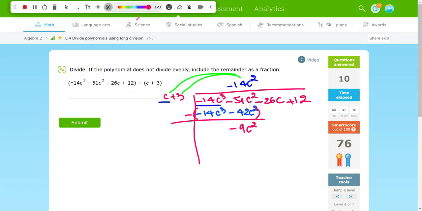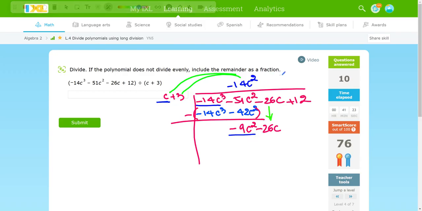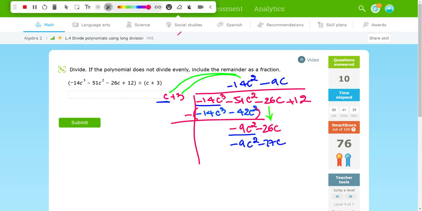Okay, now next step, I move down negative 26c. Okay, so now I divide negative 9c squared divided by c. It should come out at negative 9c. Okay, multiply it back. Negative 9c times c becomes negative 9c squared. Okay, negative 9c times 3, negative 27c. Okay, put in parentheses and then subtract.